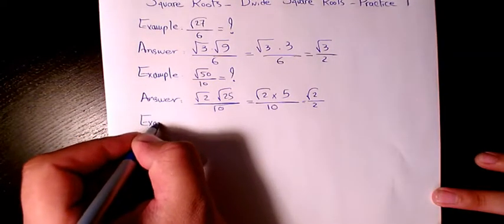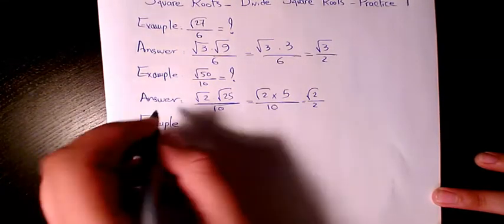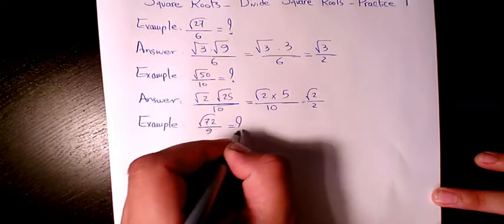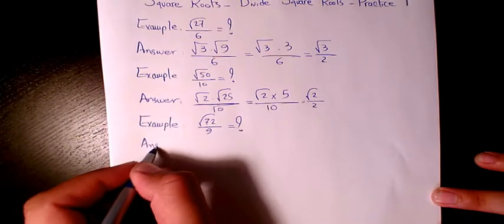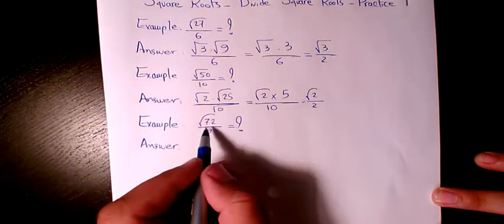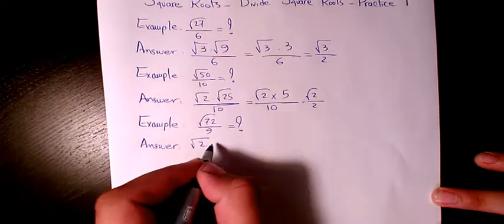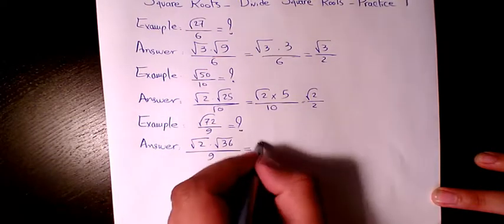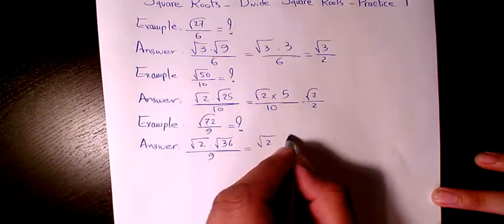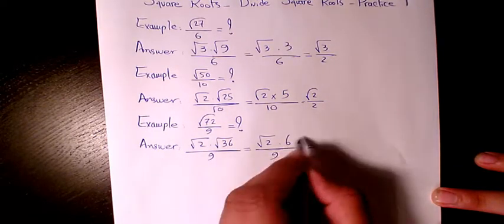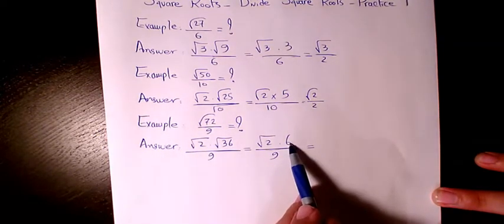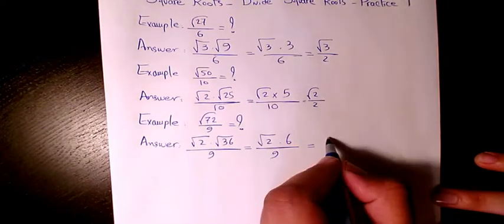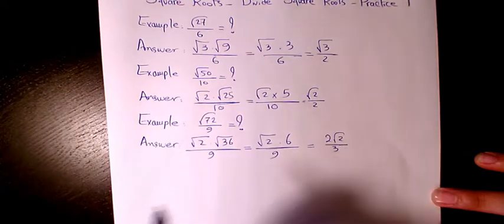Next example, we have root 72 divided by 9. Answer is 72 is 2 times 36, which is going to be square root of 2, square root of 36 divided by 9. Square root of 2 times square root of 36 is 6. Then we reduce it. If we divide it by 3 is going to be 2. If we divide it by 3 is going to be 3. So it's going to be 2 root 2 divided by 3.